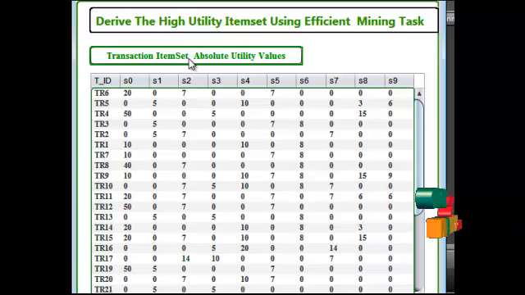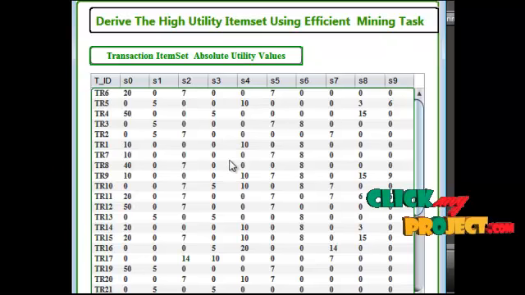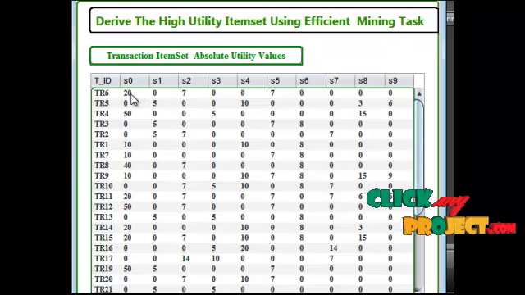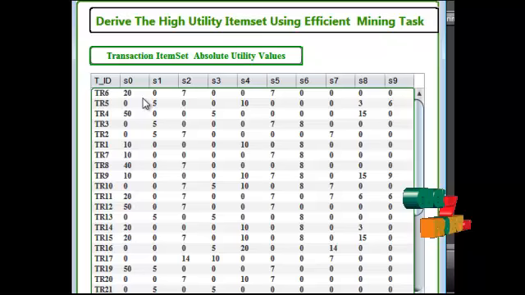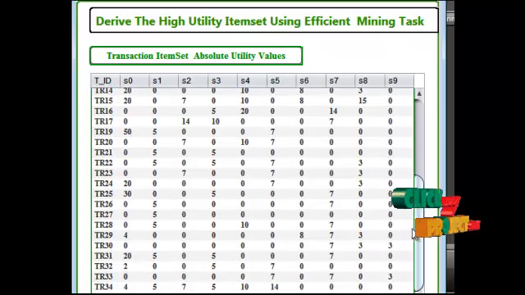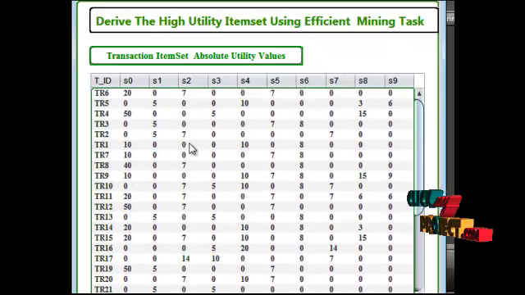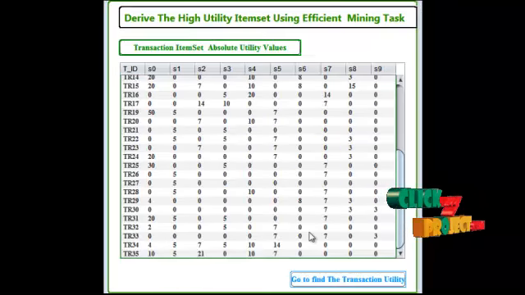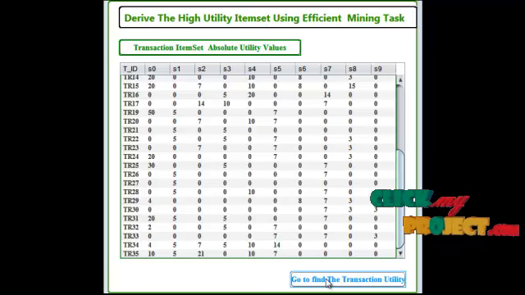We can show the transactions' absolute utility values for all these transactions. Here the 20 is the absolute utility of a transaction, and the 6. So all these values are the absolute utility of all these transactions. After finding the absolute utility, we go to the transaction utility of all the transactions.